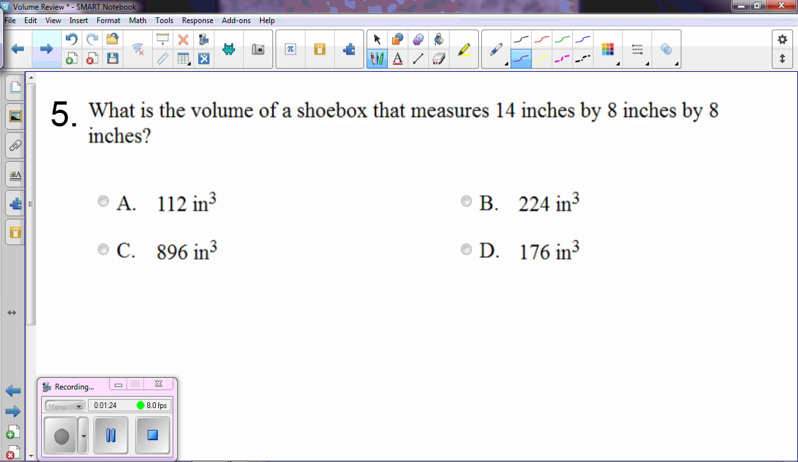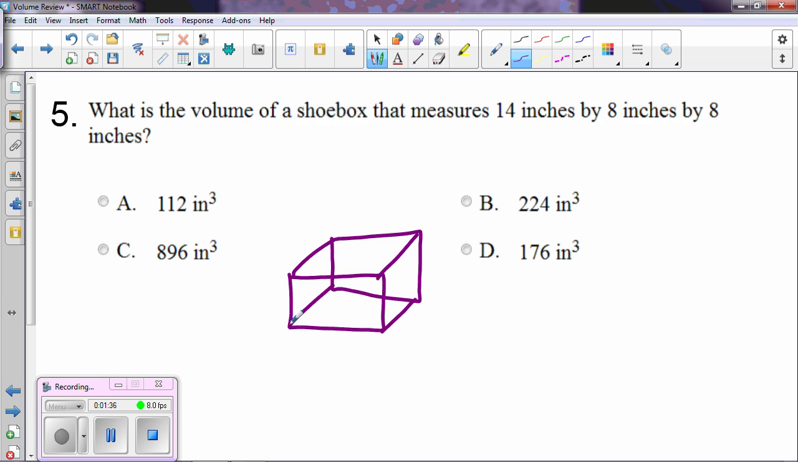What is the volume of a shoebox that measures 14 inches by 8 inches by 8 inches? When in doubt, draw a picture. Shoeboxes are rectangular prisms. It doesn't matter how good or bad your picture is. So let's start plugging in some numbers. Let's call our base 14. The width of our base we'll call 8, and the height of our prism we'll call 8.